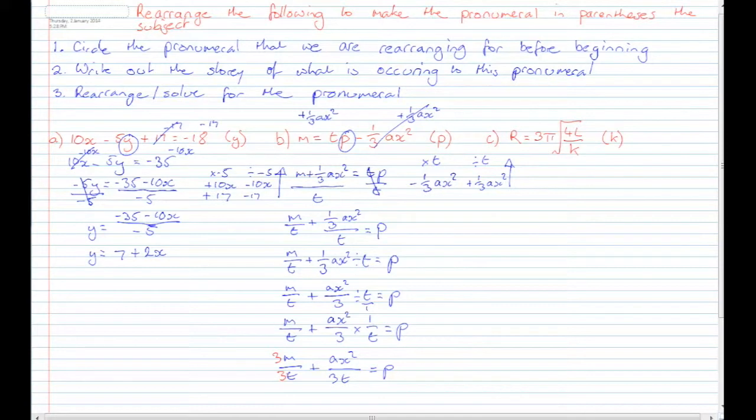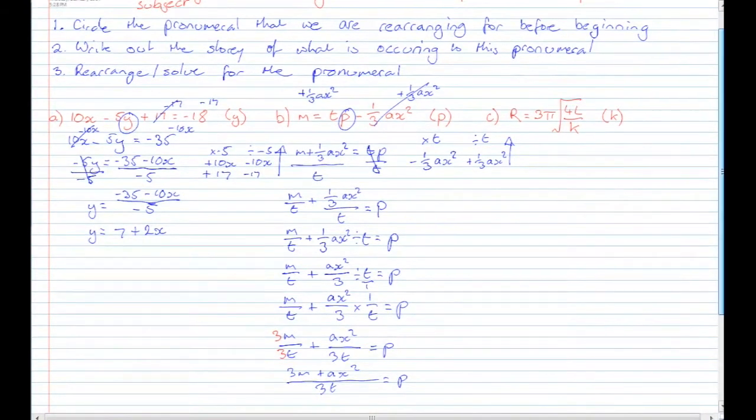All of a sudden, we've got the same denominator, so I can actually write it as 3m plus ax squared over 3t is equal to p, as you can see here.